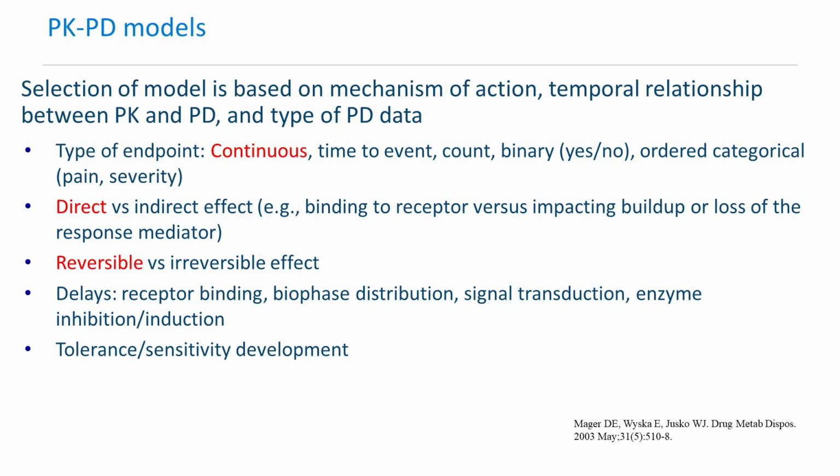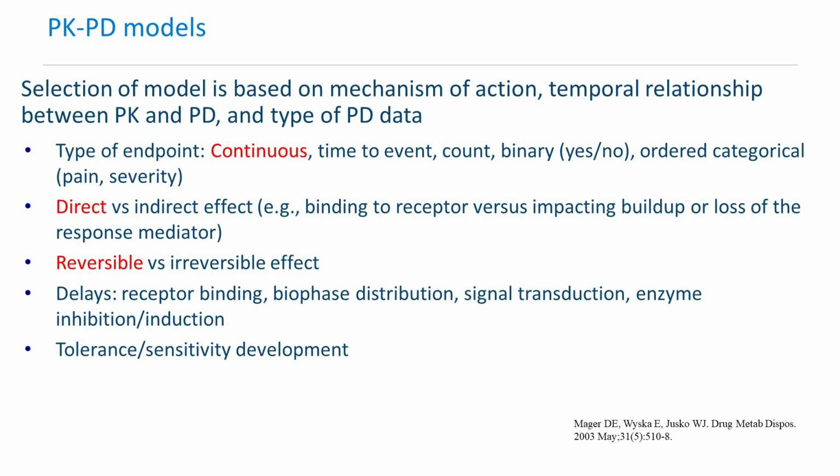So that's the Emax model, but really the selection of your model is going to be based upon a number of different things. Emax is very common, but we often will choose our PK/PD model based on the mechanism of action, the temporal relationship between PK and PD, whether the concentration at a certain time begets a response at exactly the same time or whether that happens downstream, and the type of PD data. I just want to go over some of the things that we consider when we're choosing our PD models.